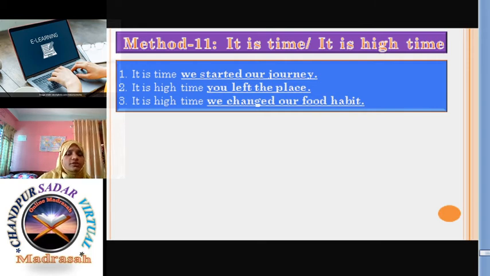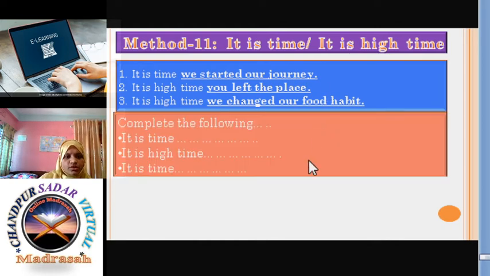After it is time, it is high time, you have to use verb 2. It is time we started our journey. It is high time you left the place. It is high time we changed our food habit. That means all past form, verb 2.